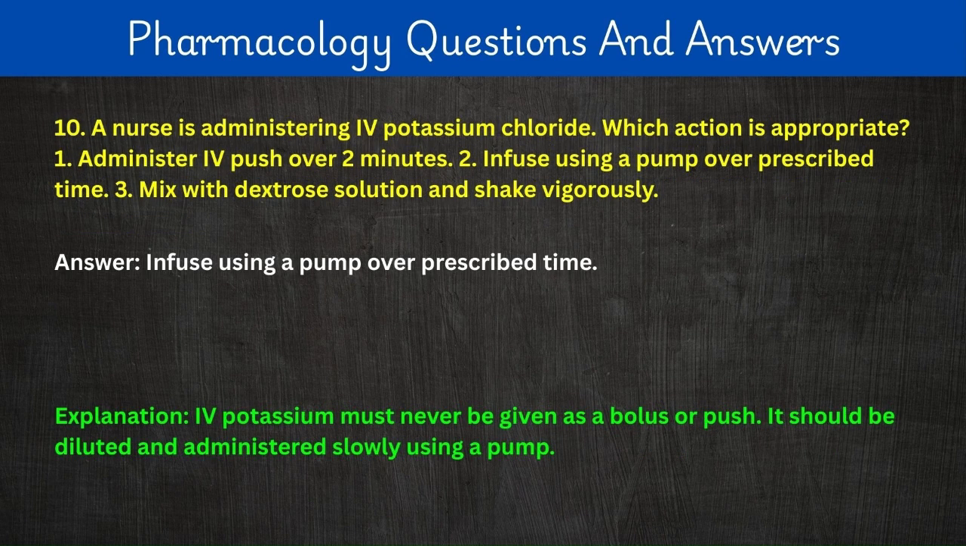10. A nurse is administering potassium chloride. Which action is appropriate? 1. Administer IV push over 2 minutes. 2. Infuse using a pump over prescribed time. 3. Mix with dextrose solution and shake vigorously. Answer. Infuse using a pump over prescribed time.